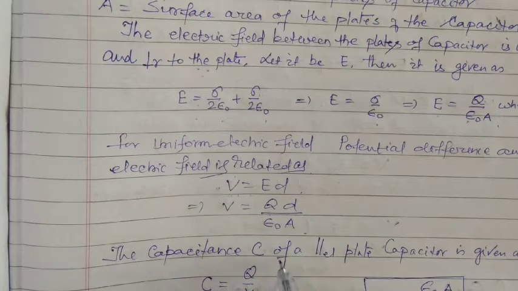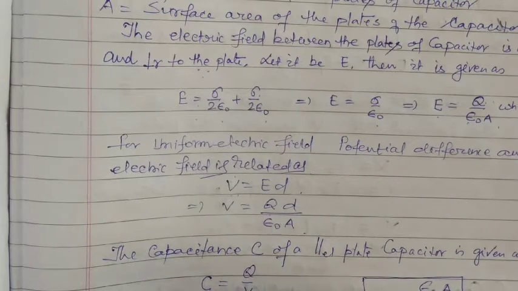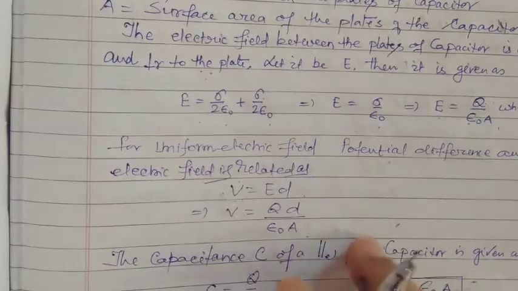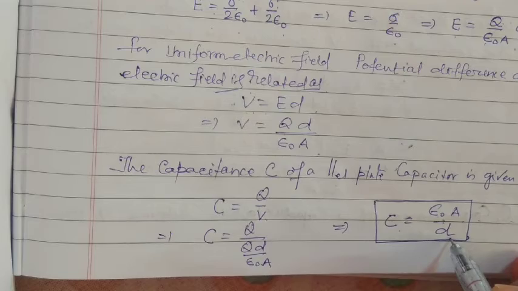Now the capacitance C of the parallel plate capacitor is given as C is equal to Q by V. Putting the value of V, you will get the expression for the capacitance of a parallel plate capacitor as epsilon naught A by D.